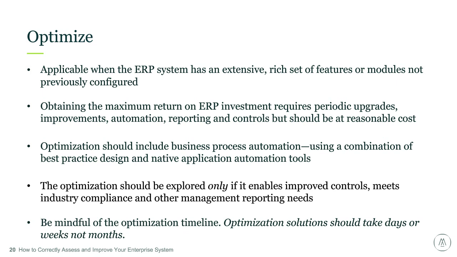Optimization should include business process automation. When you optimize, you should follow a best practice design and leverage the native ERP system's application and automation tools. Optimization options should be explored only if it enables improved controls, as we've discussed, and only if it meets industry compliance and other management reporting needs.